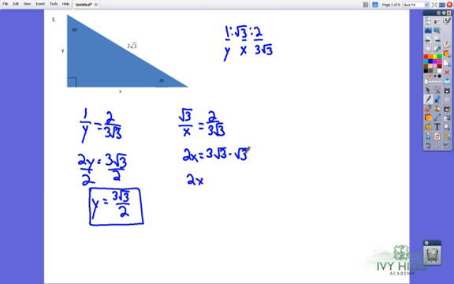2x will be root 3 times root 3, which is root 9. The square root of 9 is 3, so we will have 3 times 3. 2x will equal 9. Dividing both sides by 2 will give me an x value of 4.5.